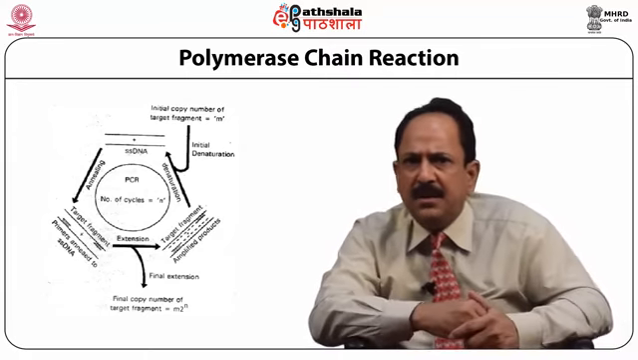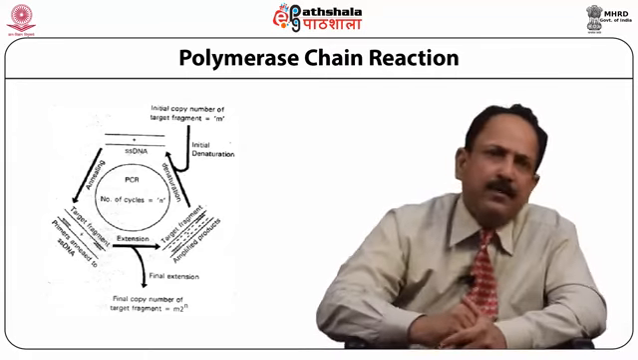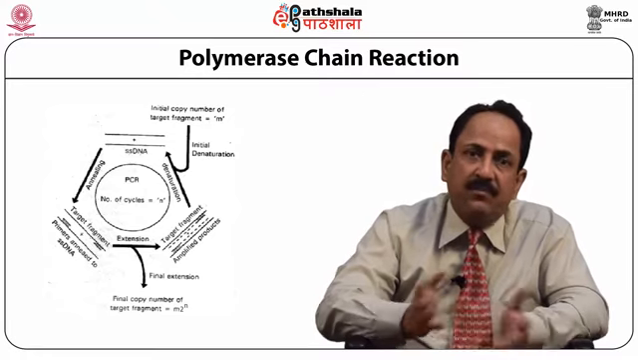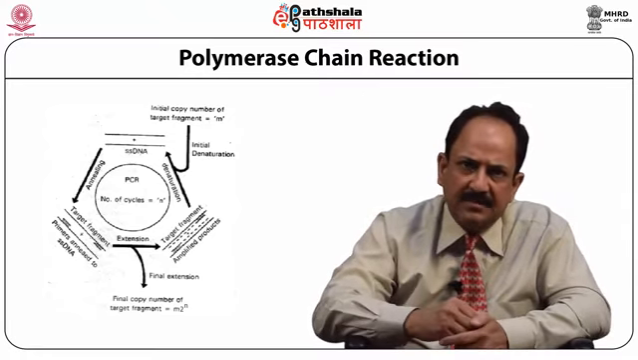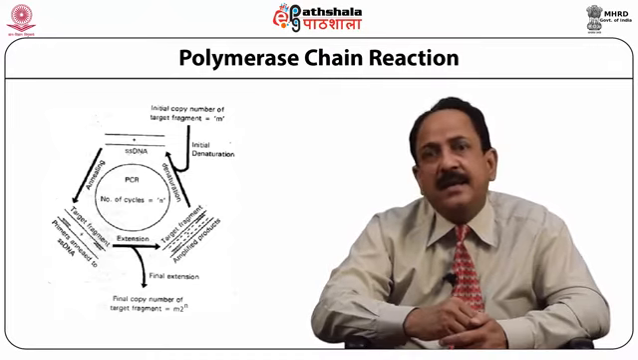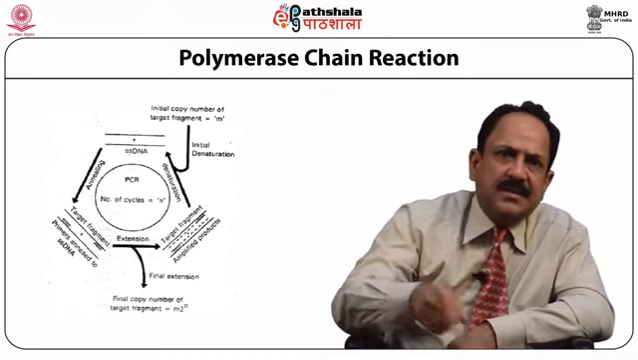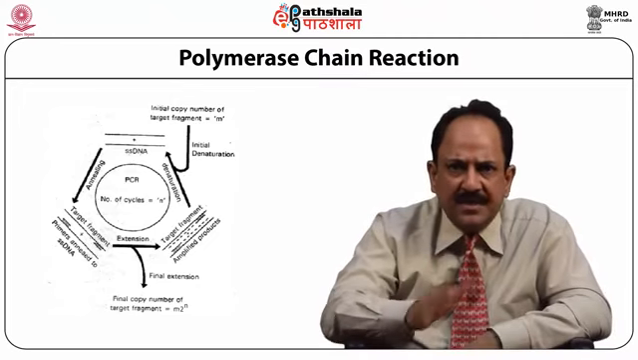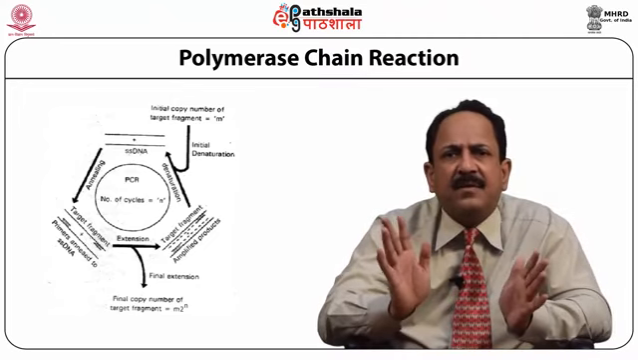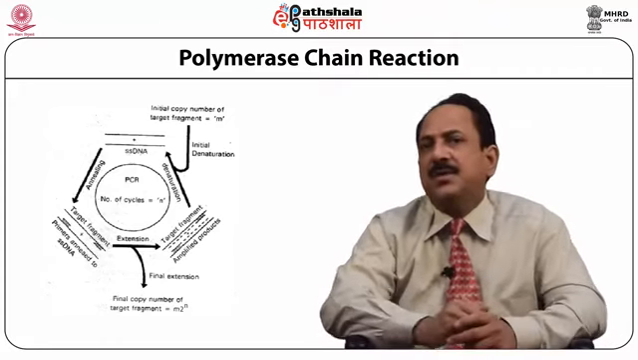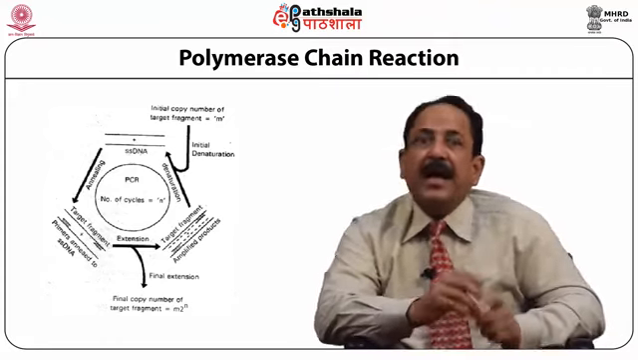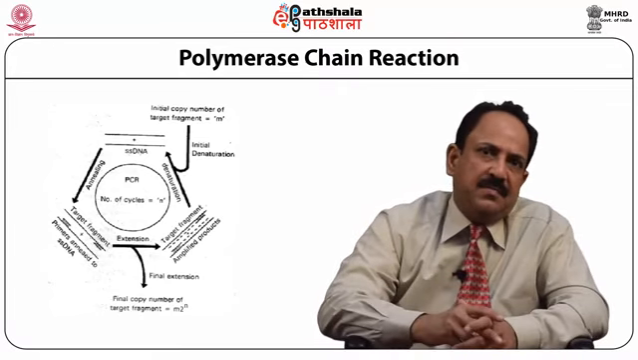Approximately M times 2 raised to the power N copies are produced, where M is the initial copy number of the target DNA and N is the number of PCR cycles. Therefore, in PCR, several copies of the target desired gene are produced. Each copy is called an amplicon of the gene.